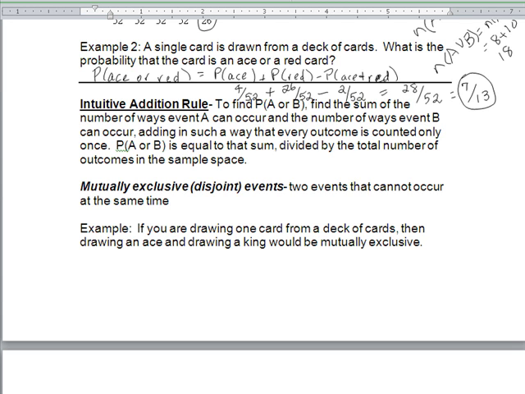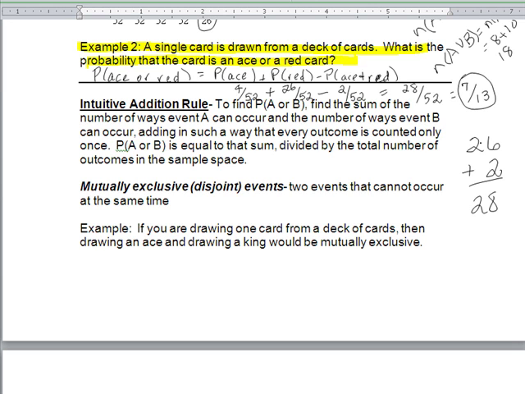So if I look at example 2 again, and I'm doing that with the intuitive approach, I would say, okay, there are 26 red cards that include the 2 red aces, and I'd have 2 black aces, so I'm just counting the ones I haven't counted already. I'd get the 28 out of 52, which would put me at this point, and then I would reduce it. So whichever makes the most sense to you, stick with that particular method.